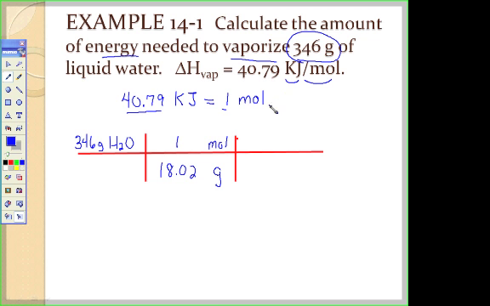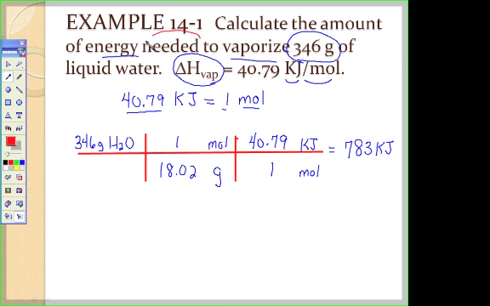Now I'm going to use this as a conversion factor. I need to get rid of moles, and I want kilojoules. And my new conversion factor, my delta H of vaporization, tells me that for every 1 mole, it's going to require 40.79 kilojoules of energy. Now, if we do that mathematics, we're going to get 783 total kilojoules.